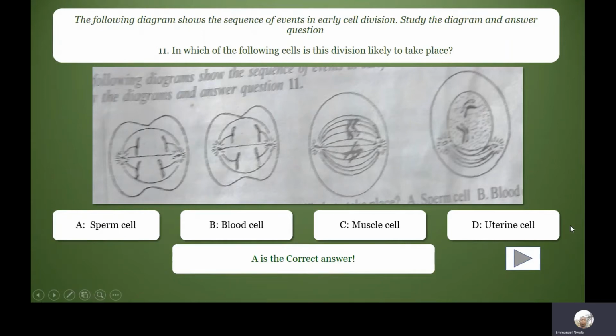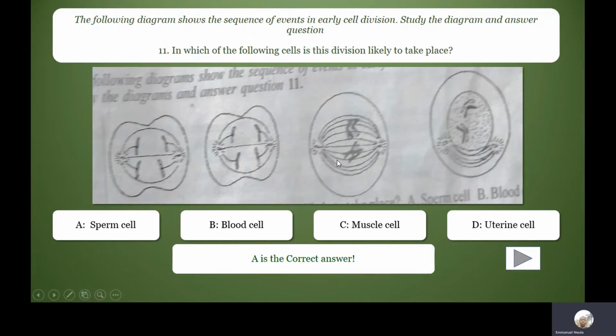The following diagram shows the sequence of events in early cell division. Study the diagram and answer question 11. In which of the following cells is this division likely to take place? Sorry for the poor quality of this diagram.